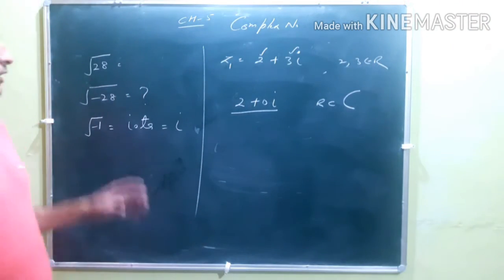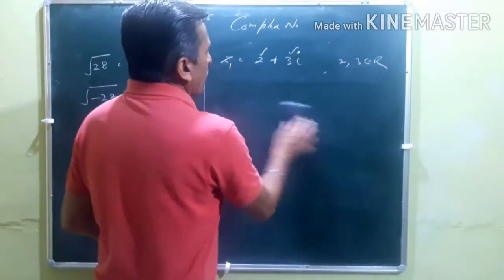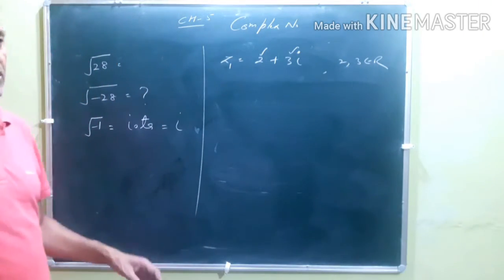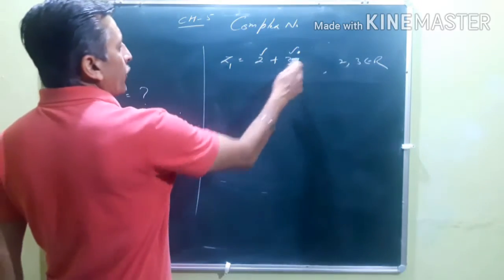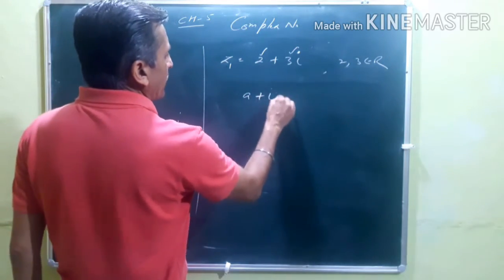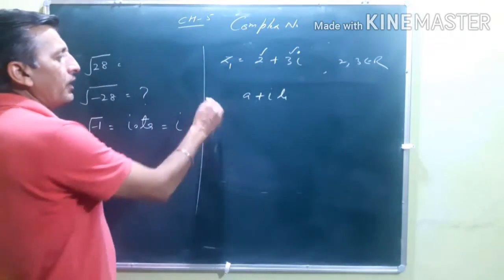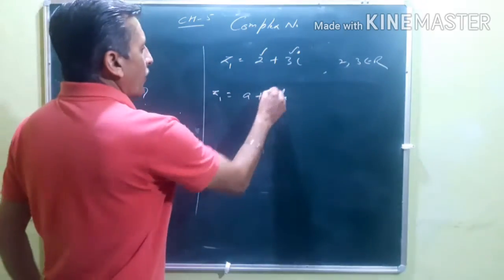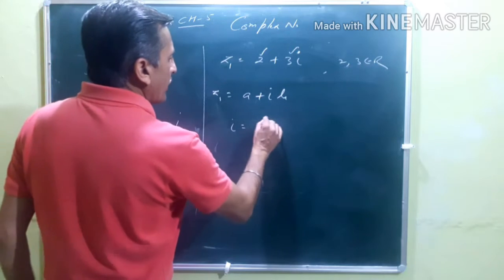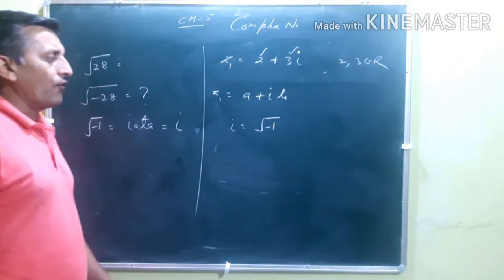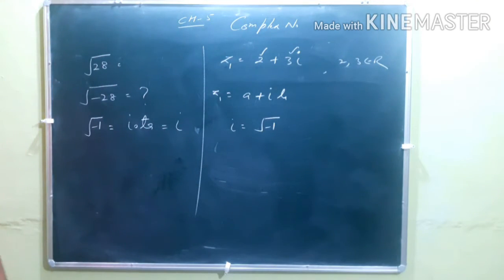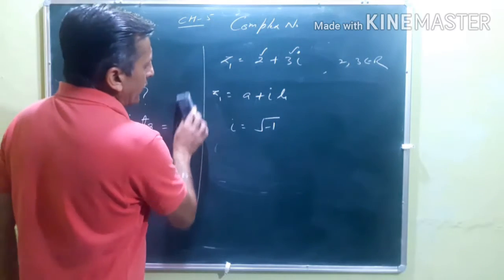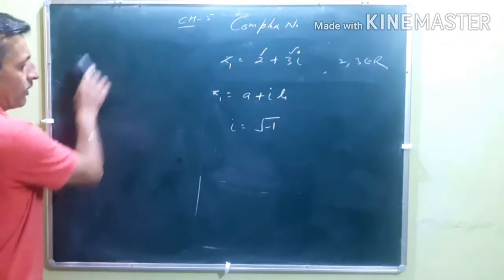Now this is a complex number in the form 2 plus 3 iota, or in general the form a plus iota b, or otherwise a plus b iota, where iota is the numerical value of under root minus 1. This is the actual concept of the complex number, where we start. So this is the introduction to complex numbers.